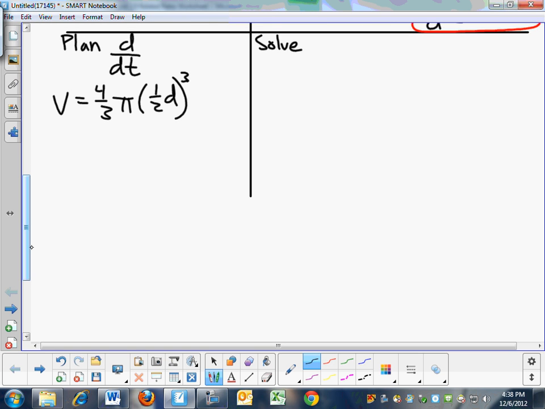I'm going to make that look a little nicer. We got V equals 4/3 pi times 1/8 d cubed. Volume equals 4/8, which is 1/2, so pi over 6 d cubed. There we go, that's my volume. And I want to take the derivative of that. If I do, I'll come up with a d prime, and I'll be able to solve for d prime.